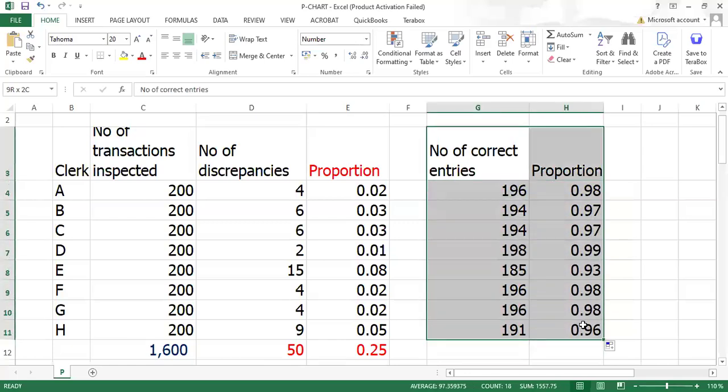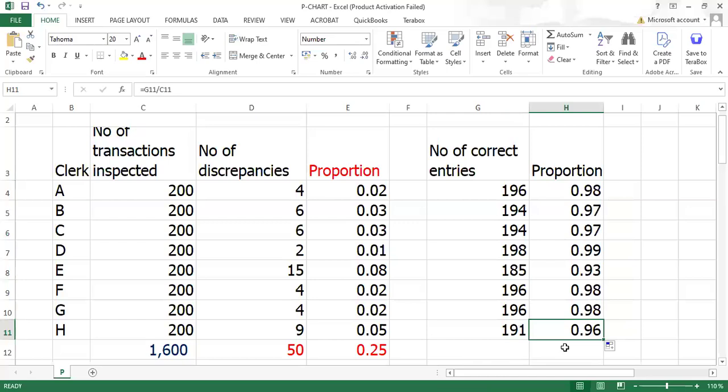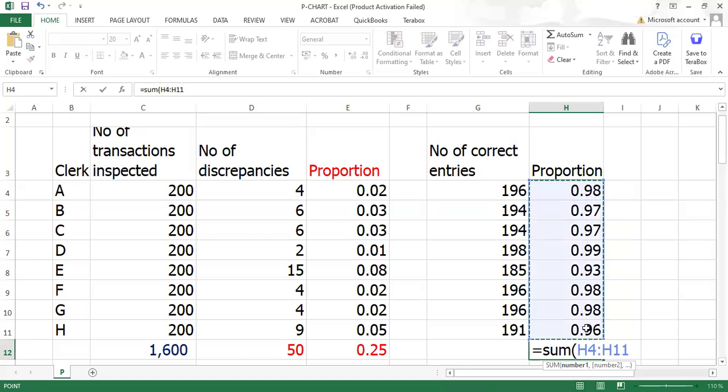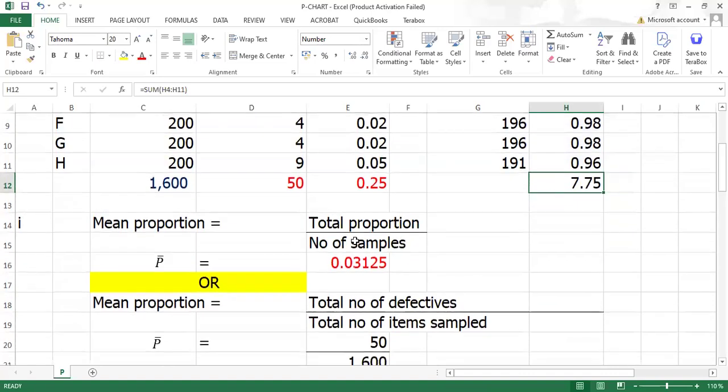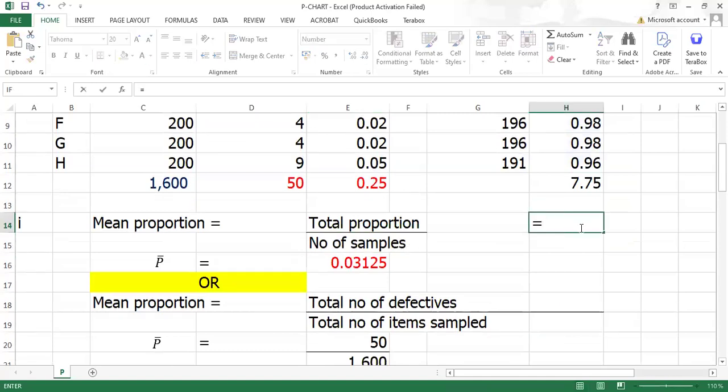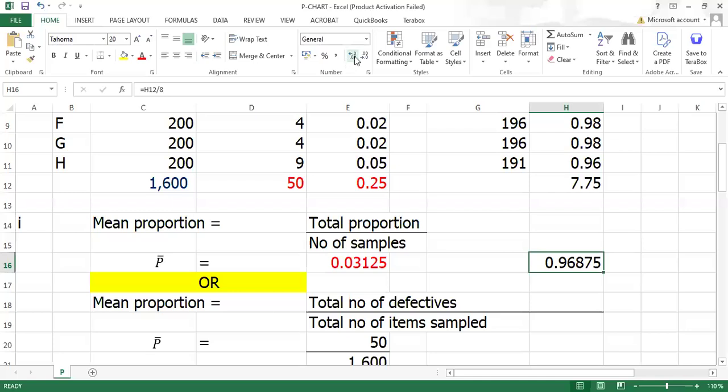After getting your proportion here, you follow the same. You get the total, you get the sum, and substitute in the formula. You substitute in the formula the same steps. You get this divided by the number of samples. So this one would be what? Would be this divided by 8. And that's what you get.